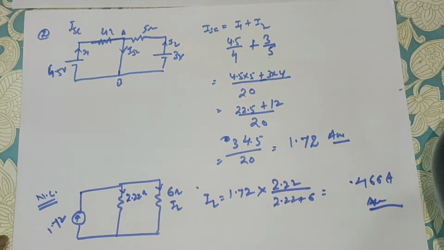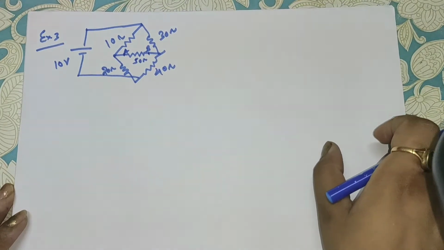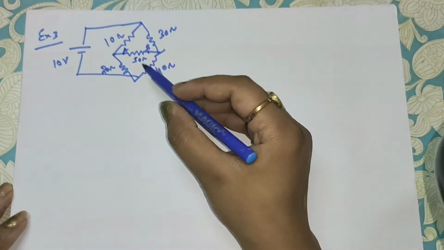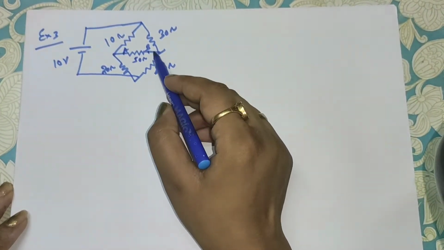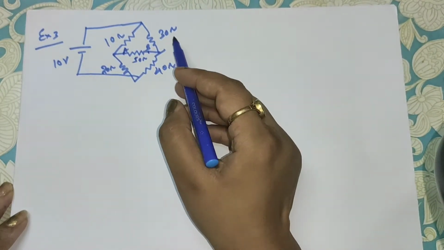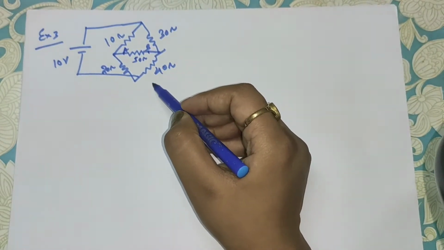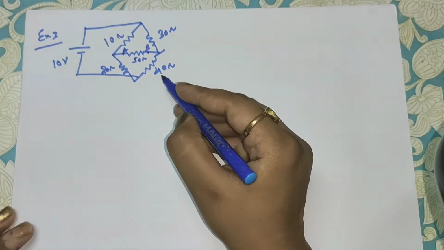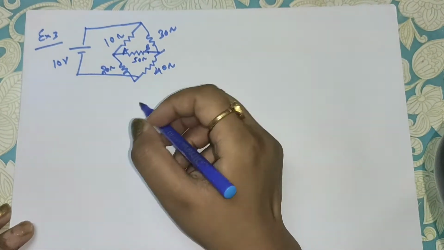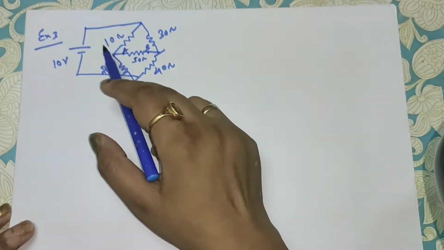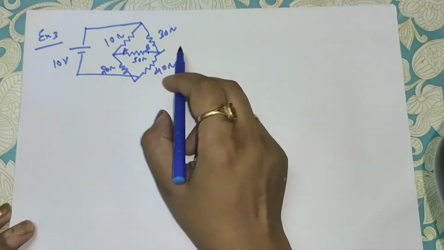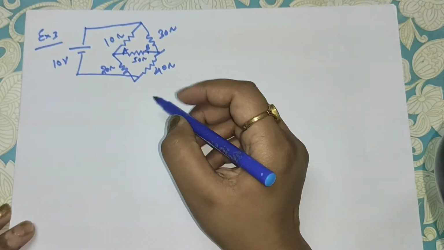Now this is your circuit and you have to find the load current in terminal AB. This is your Wheatstone bridge. Many students get scared of this type of question, so I am taking this type of question. So this is an unbalanced Wheatstone bridge. You can say 10, 30, 20, 40. If it was balanced, all the resistances would be the same.